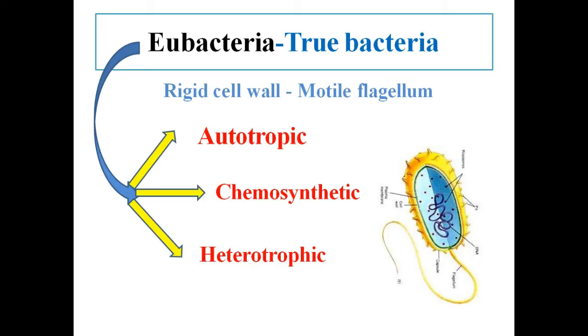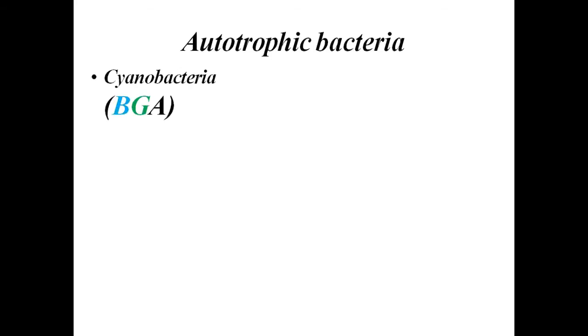And the next one is heterotrophic. Heterotrophic means they depend on others for their food. The majority of important decomposers are heterotrophs. Let's start in a brief manner. First one is cyanobacteria, and this is autotrophic bacteria.